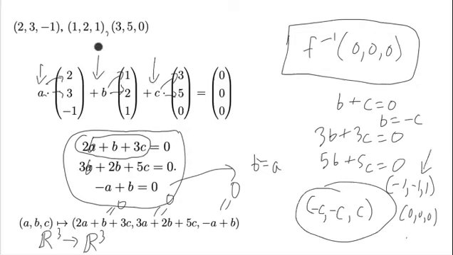We found an A, B, and C such that we get a linear combination that's equal to this, where A, B, and C were not 0. So therefore, we know that this set of vectors is linearly dependent.